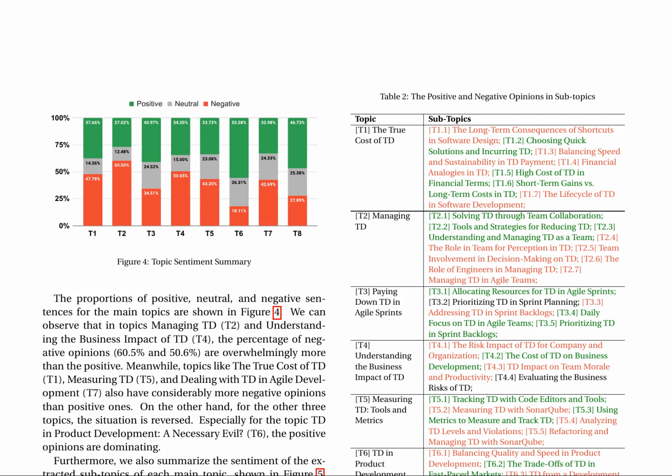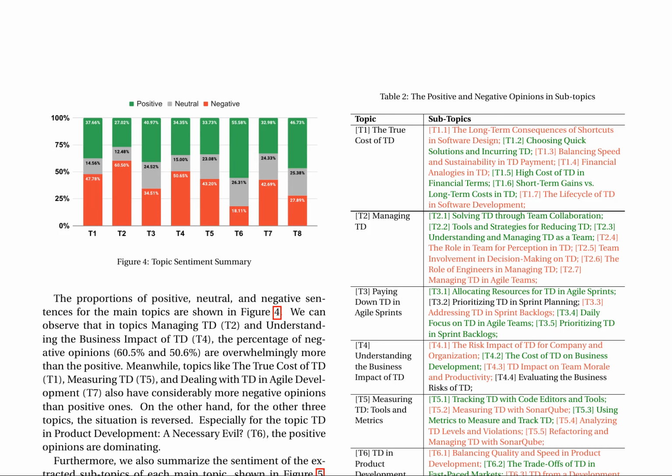The research paper discusses the concept of technical debt, TD, in software development, focusing on its implications and management strategies. It highlights that TD is a common issue in software development, where quick fixes are often prioritized over long-term sustainability. The paper presents a sentiment analysis of various aspects related to TD, including its true cost, management, payment in agile sprints, business impact, measurement tools, role in product development, balancing new features, and code quality.